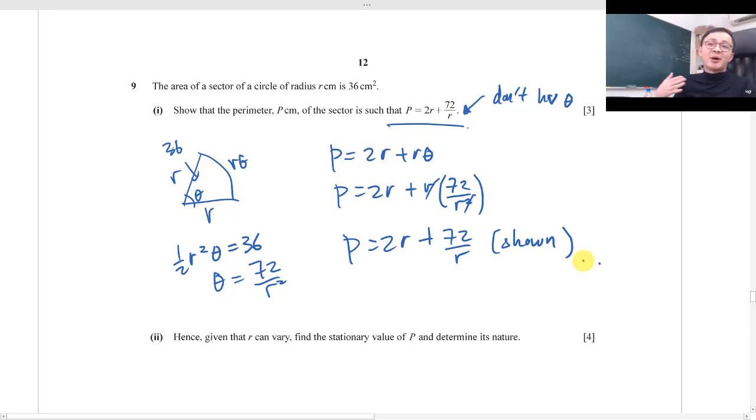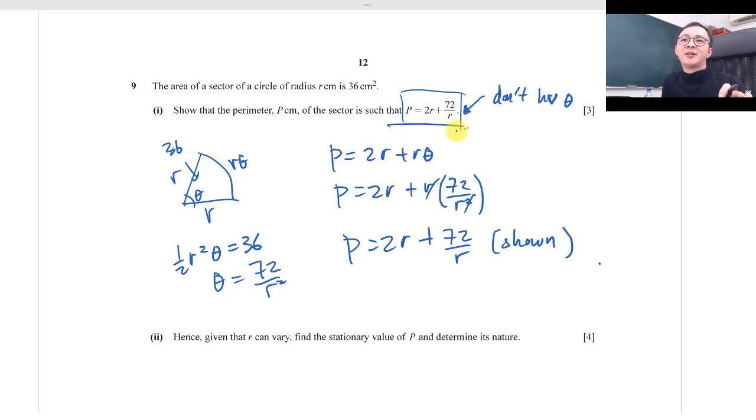Basically it's about the formula, because the area of the sector is half r squared theta. If you understand that, you should write half r squared theta equals 36. And then the perimeter is r plus r, and then the arc length is r theta. Then I add all of them together. I realize this equation doesn't have any theta, so I know from my previous equation I need to make theta the subject. Alright, I hope you are good.